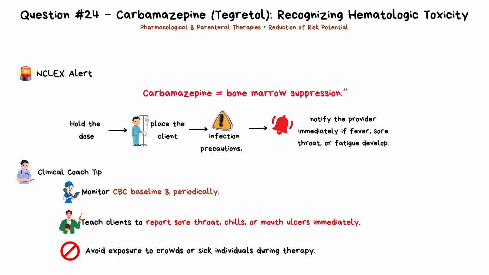Encourage good hand hygiene and avoid crowded areas or sick contacts during treatment. These simple steps can literally save lives during anticonvulsant therapy. All right, that wraps up question 24. Let's move on to the next neuropharmacology case in our series.